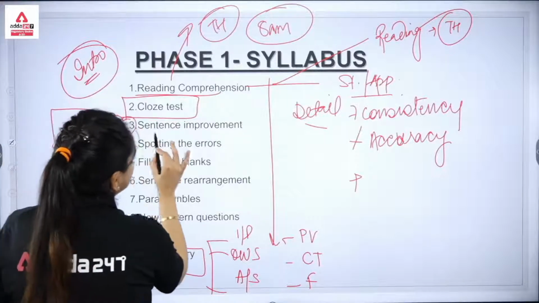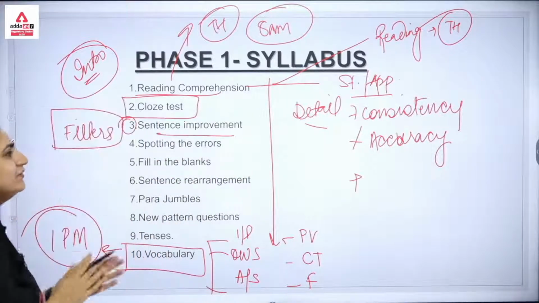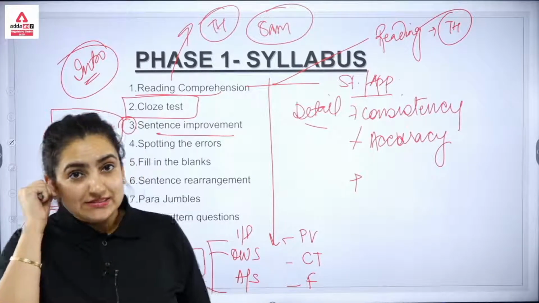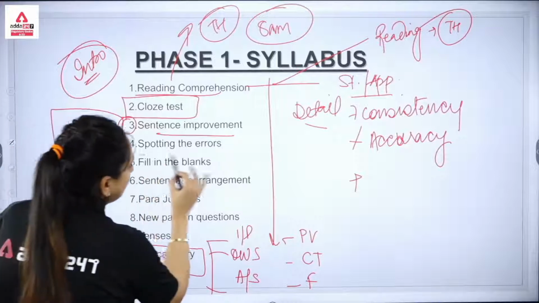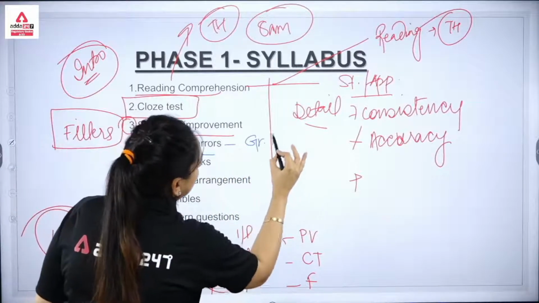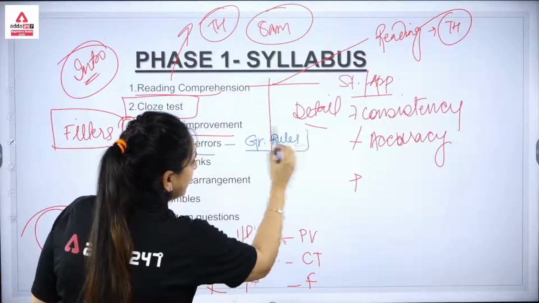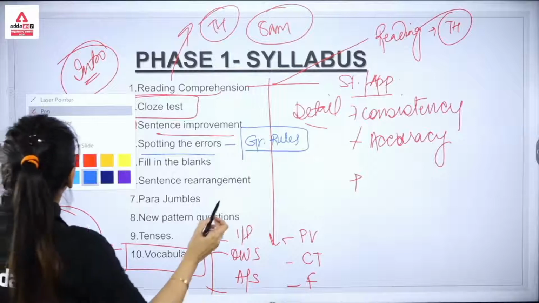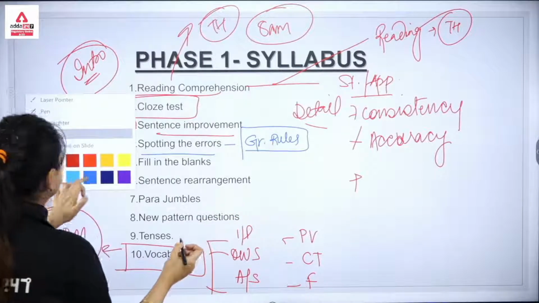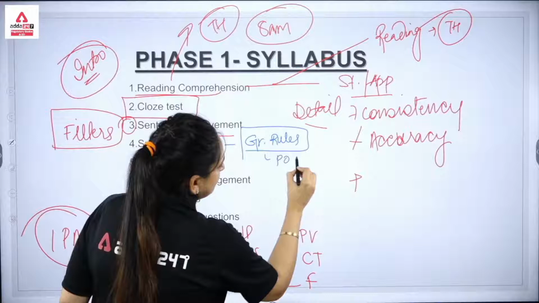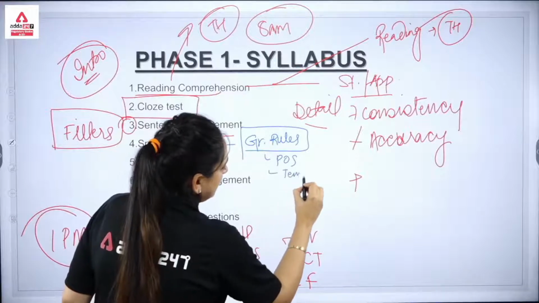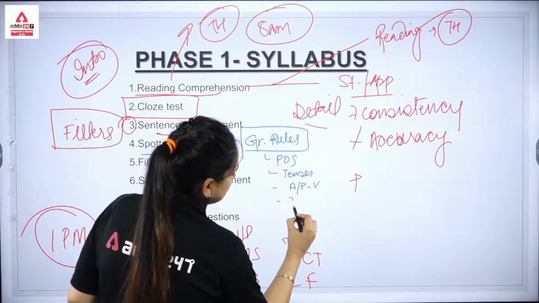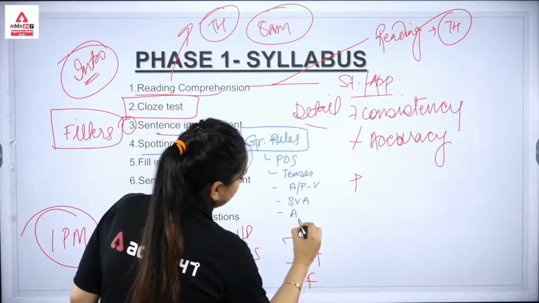Moving forward to sentence improvement. Sentence improvement is something wherein you have to make sure how to improve the sentence, how to make the sentence better, spotting the error. This will take up, my dear, all your grammatical rules. Which grammar rules are we talking about here? We'll discuss it in detail. I talk about some parts of speech, some tenses, some active and passive voice, some subject verb agreement, some articles.